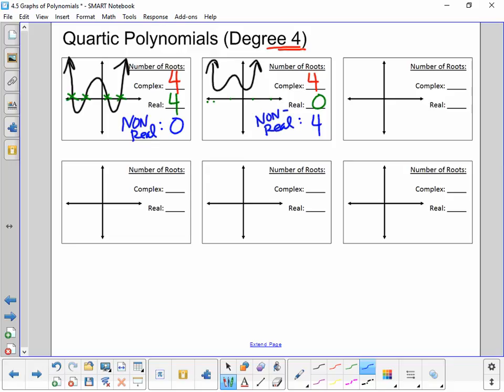It's good that it's 4 because remember these non-real roots come in pairs, so it should always be an even number. Another way that a quartic polynomial might look is like this. Well, in this case, it's degree 4. I know it has 4 total complex roots. And if I look at the graph, I see evidence of 2 real roots. Well, that must mean, since I only see 2 real roots, that it has 2 that are non-real.